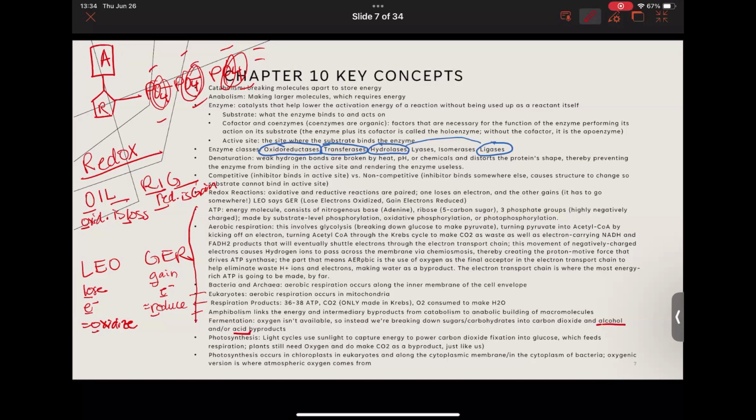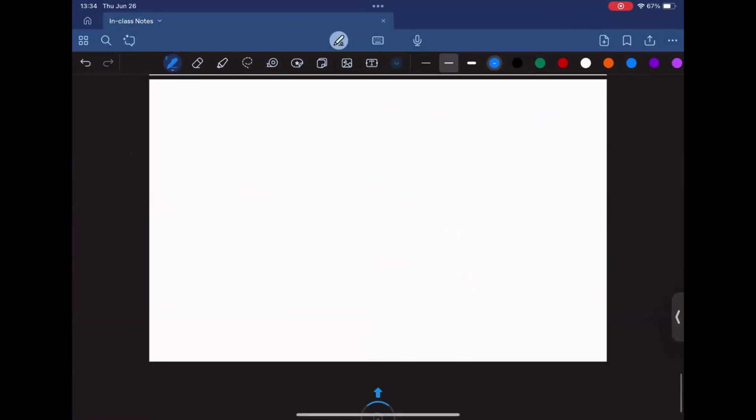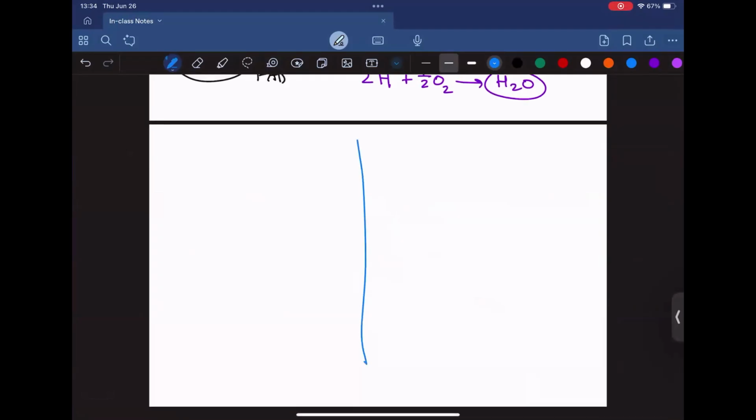Alcohol and acid. All right, photosynthesis is also kind of wild. I guess I could do another drawing for it, just really quickly. Photosynthesis has two parts. The light reactions and what we call the dark reactions, also known as the Calvin cycle. Light independent is really what the proper term would be.